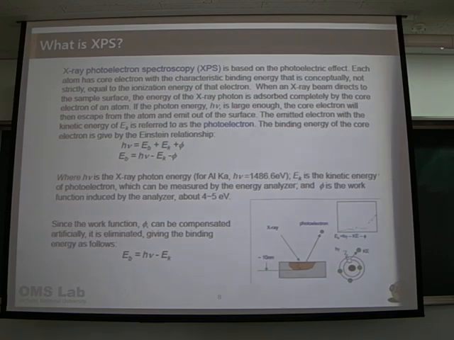And by the analyzer about 4 to 5 eV. And this is the diagram. The diagram shows the incident X-ray, and this is the photoelectron. Normally this is the sample, and in this case we know that the XPS can measure only about 10 nanometer depth of the surface.